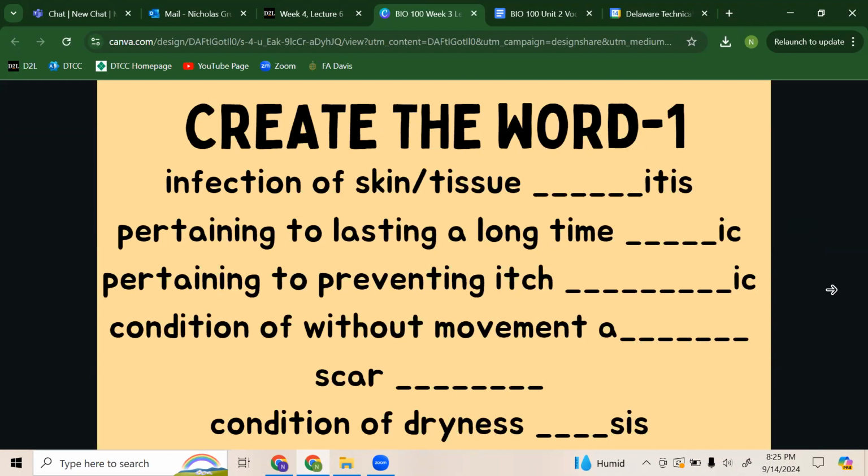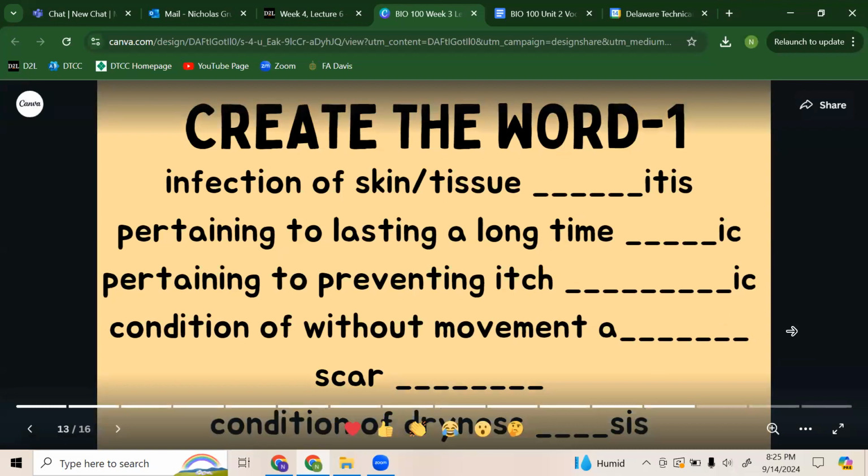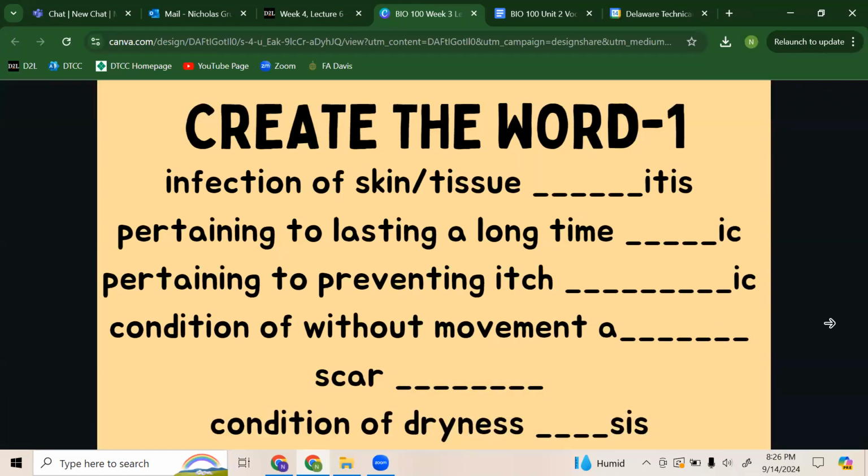Condition of without movement is going to be akinesis. The scar, I'm going to show you that one because it is not an easy spelling one. So I'll show you that one in just a second. A condition of dryness, or we said dry and scaly is ichthy. So you could say a condition of dryness is ichthyosis if you wanted to use our word root. Or from our list at the bottom where you have some of your skin conditions, it's psoriasis.